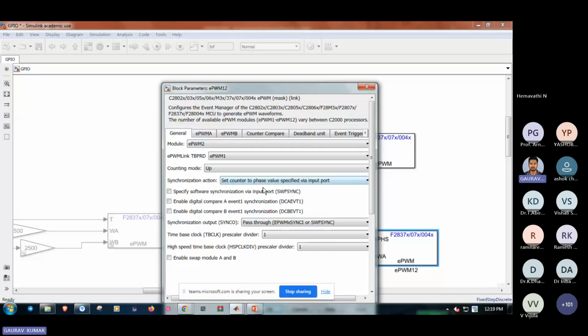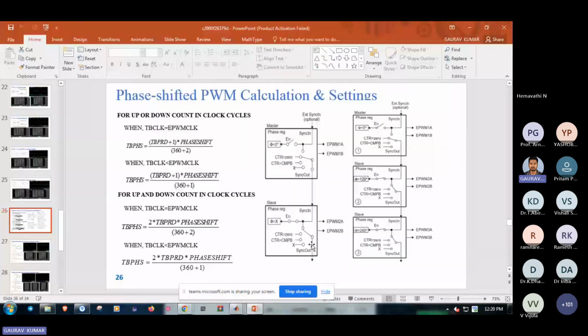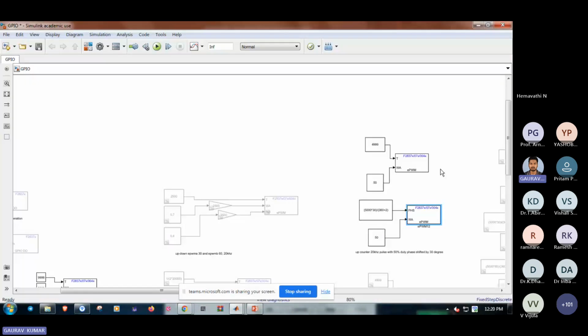EPWM2. Sync in is connected to the phase shift value. I have told you sync in is connected to the phase shift value and sync out is connected to the sync in. Okay. You can see in the slide, sync out is connected to the sync in and phase shift value, and sync in is connected to the sync out. Similarly, for the third, three phase shifted pulse. These are the three phase shifted pulse settings.